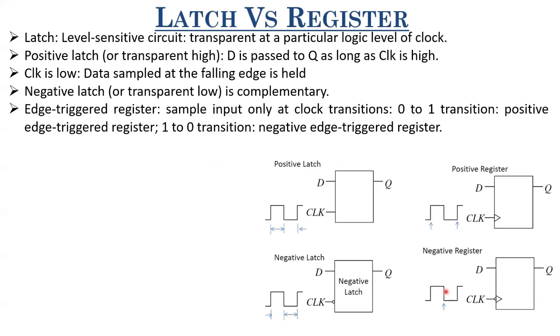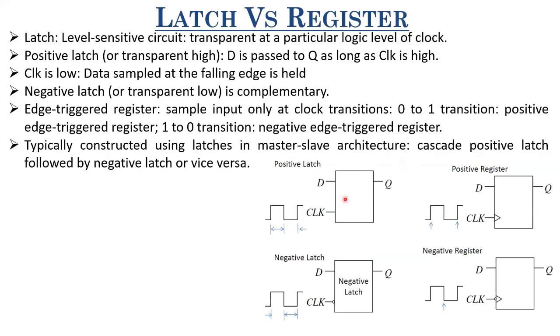And if it is being sampled at the high to low transition, or 1 to 0 transition, of the clock, then it's called a negative edge triggered register. Now, how are these registers constructed? Typically, they're constructed using these latches themselves, and they use this master-slave configuration.